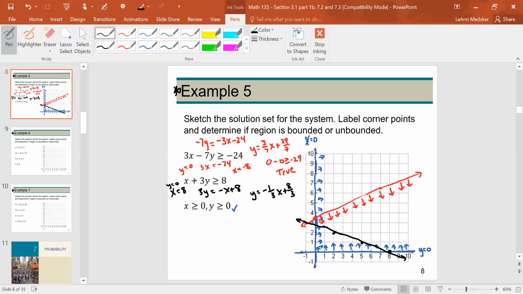And then this one, if we put in 0, 0, we get that 0 plus 0 is greater than or equal to 8. That's a false statement. So we cannot shade towards 0, 0. We need to shade in the other direction.